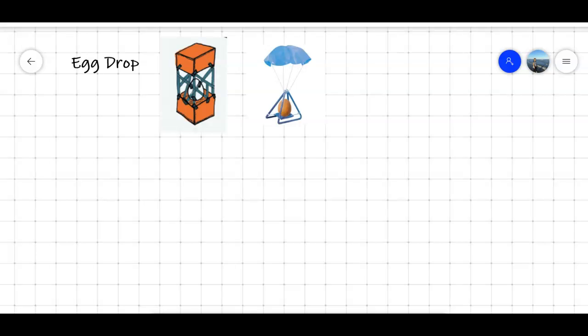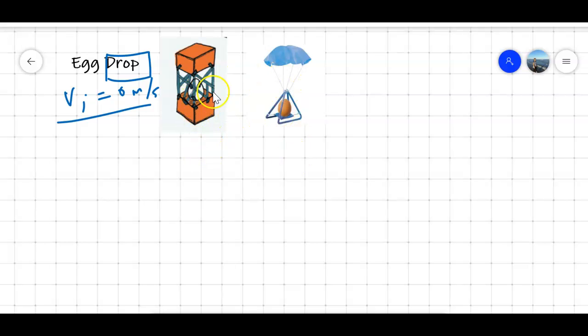So to begin with, let's talk about what this term drop means. In egg drop, the term drop means that you're releasing the structure with the egg from rest. You're not throwing it, you're not giving it an initial velocity, you're just releasing it from rest. So the starting velocity is going to be 0 meters per second. Now here I have two sample structures, just two models, and we're going to talk about these models.